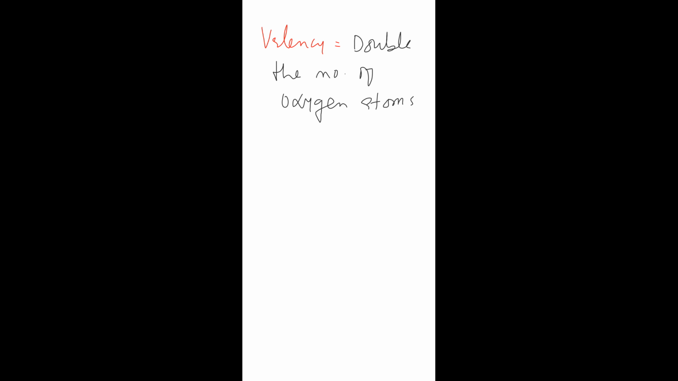Okay, then can you tell me what will be the valency of, let's say we have calcium oxide, CaO, calcium? Sir, 1. No, I mean 2. It will be 2 because there is 1 oxygen, so you have to double. Double of 1 is definitely 2, isn't it? Yes, sir.